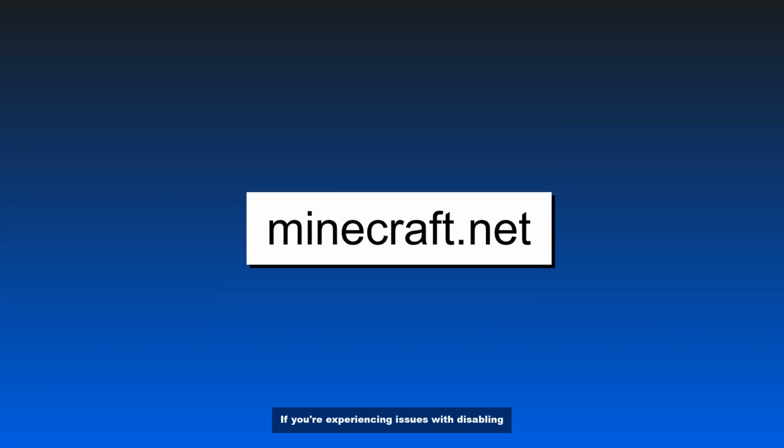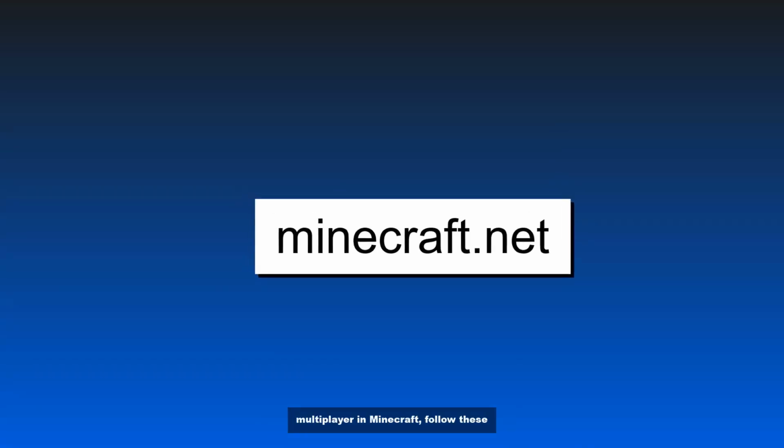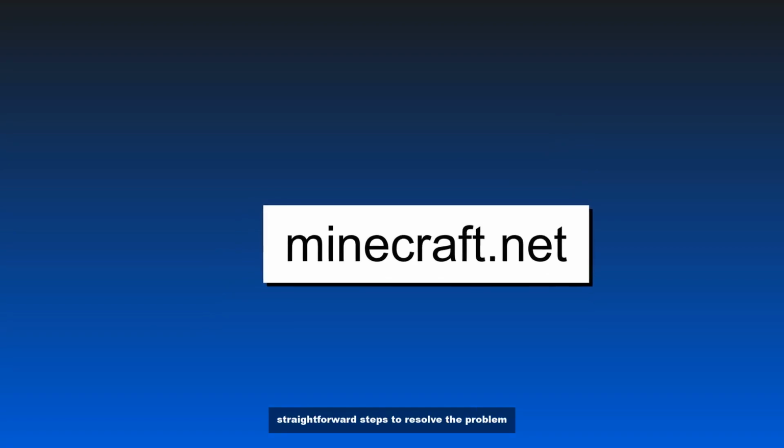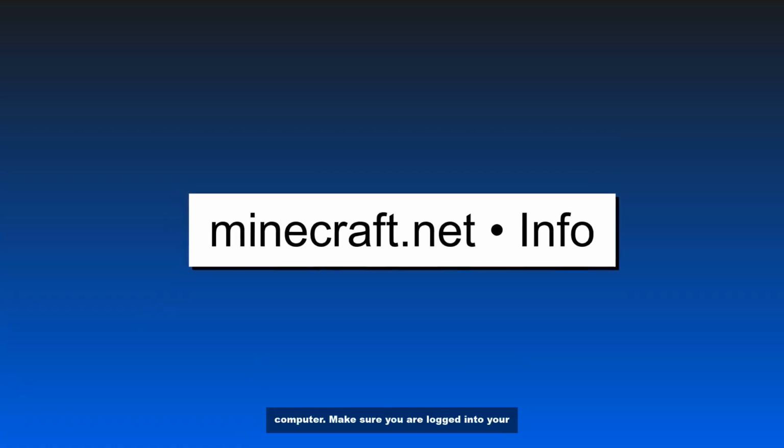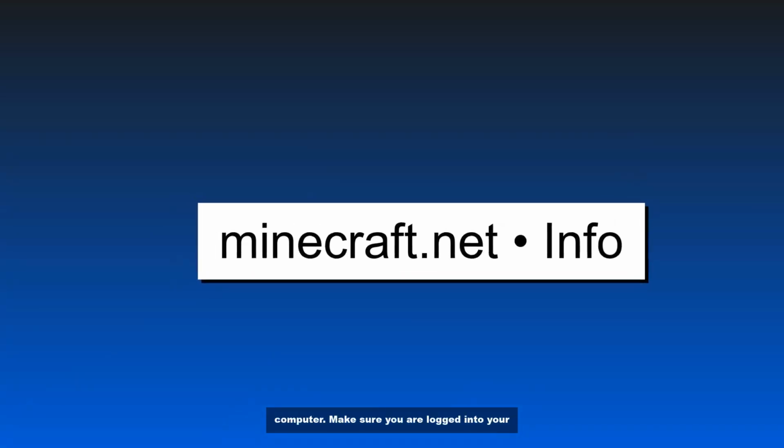If you're experiencing issues with disabling multiplayer in Minecraft, follow these straightforward steps to resolve the problem quickly. Step 1. Open Minecraft Launcher. Launch the Minecraft application on your computer. Make sure you are logged into your account to access the game settings.